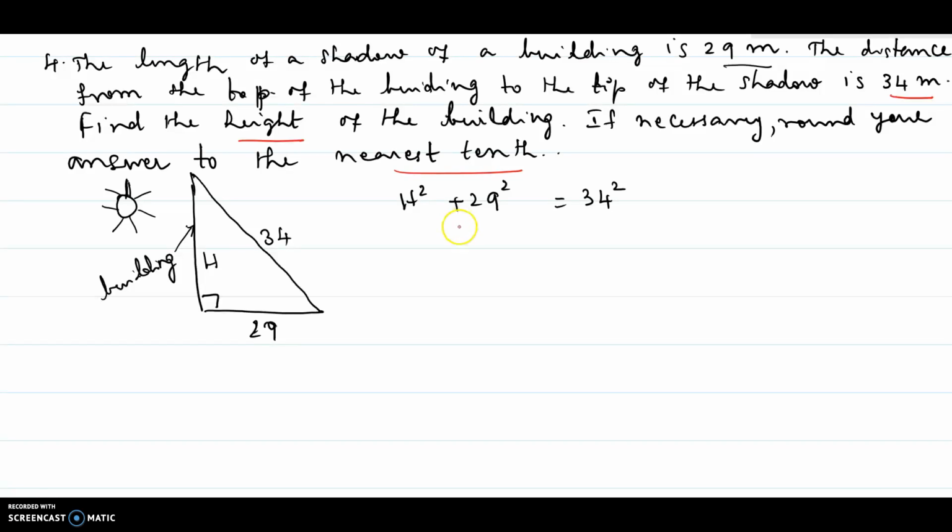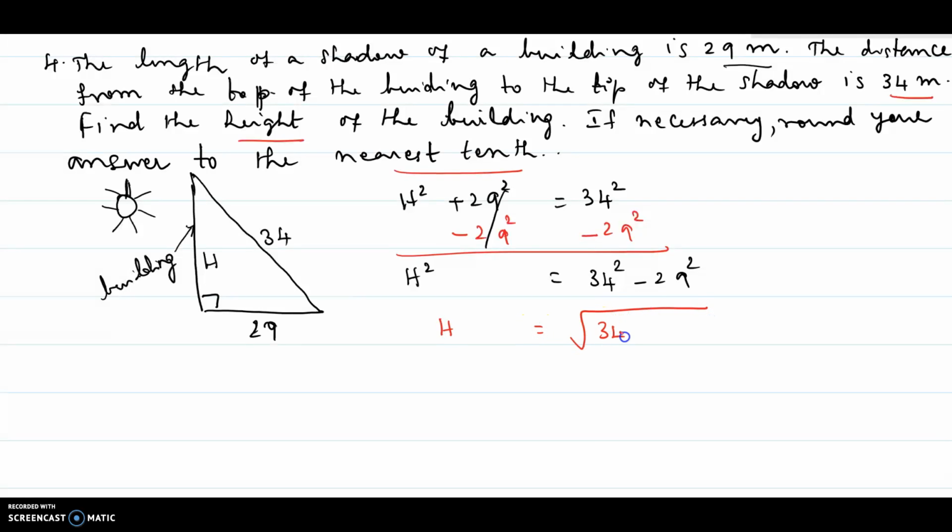So if you isolate h squared on one side, you need to subtract 29 squared on either side. So you get h squared equals 34 squared minus 29 squared. So if we solve for h, this will be the square root of 34 squared minus 29 squared.